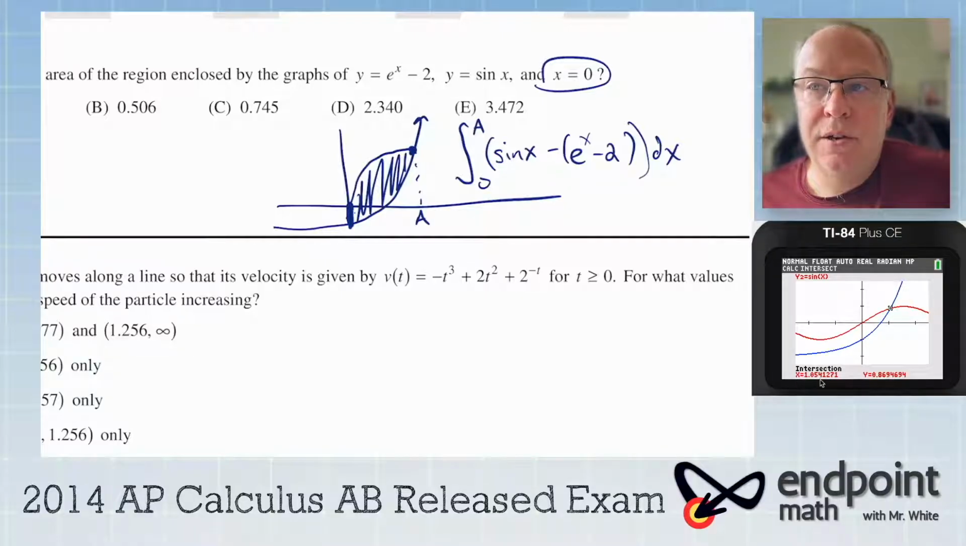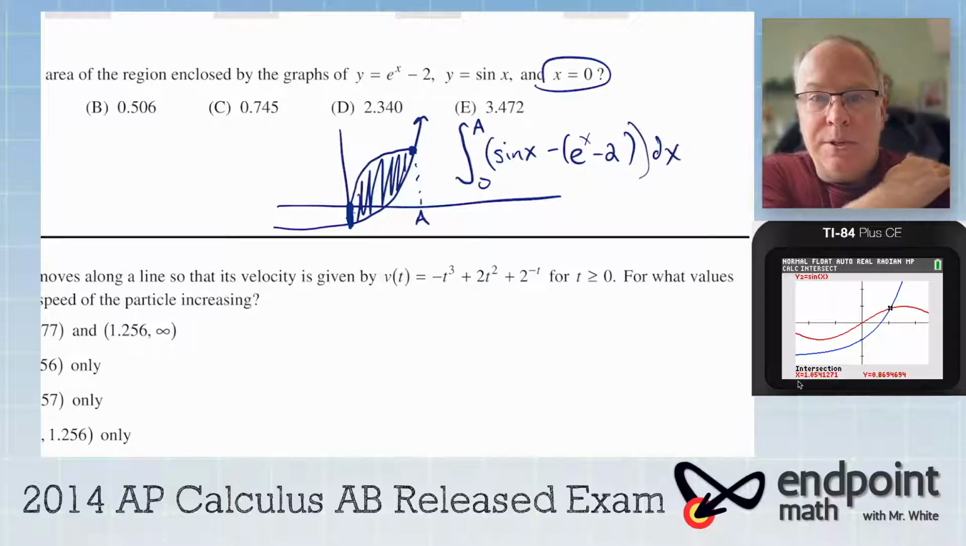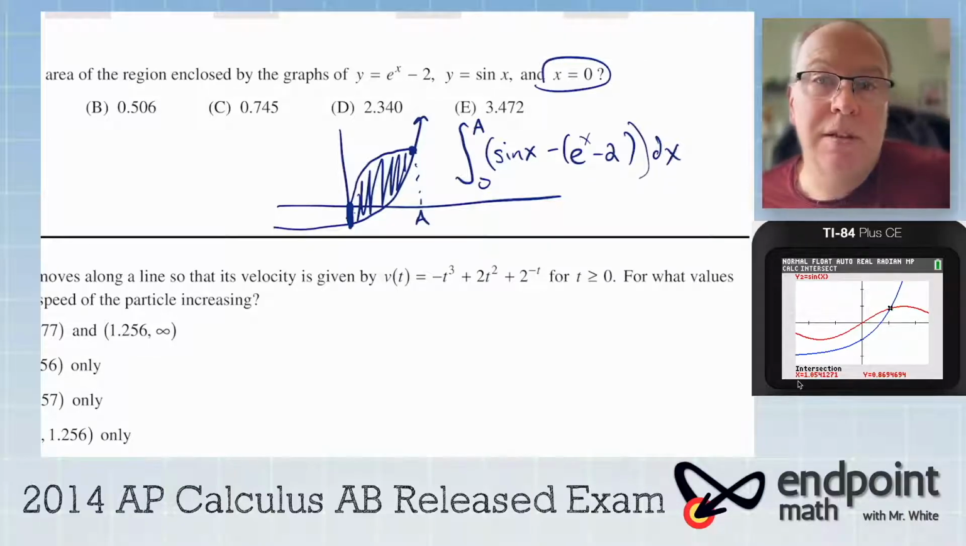And there it is. The intersection is this number right here. Now, I'm not going to write that down. I guess I could, but especially when you get to the free response, you do not want to be using rounded numbers to do any other calculation. So right now, x equals this.